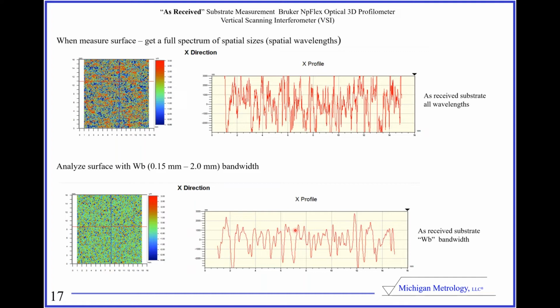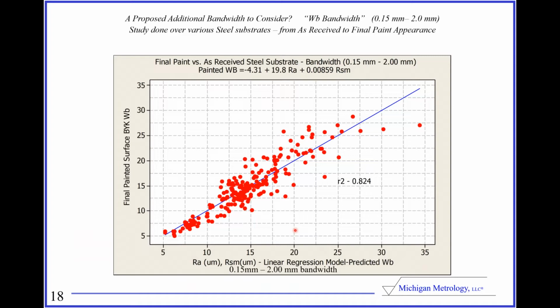And indeed, we found it. We found a really good correlation, again, with steel surfaces. And this represents a lot of data points, a lot of different steel suppliers. It wasn't just one supplier. And you can see the range of incoming average roughness values from 5 microns down to 35.